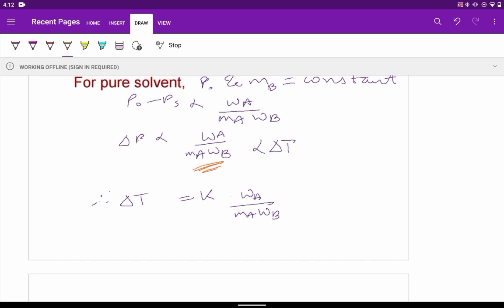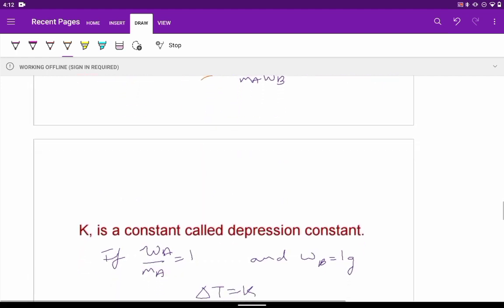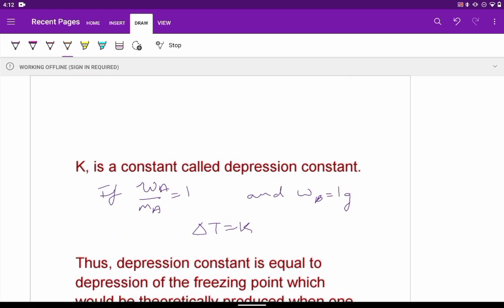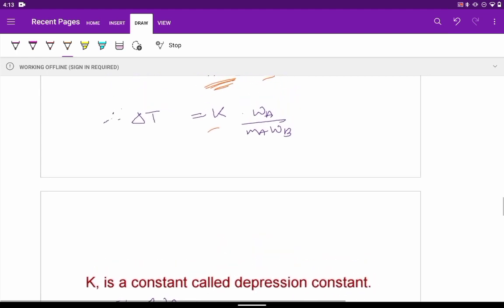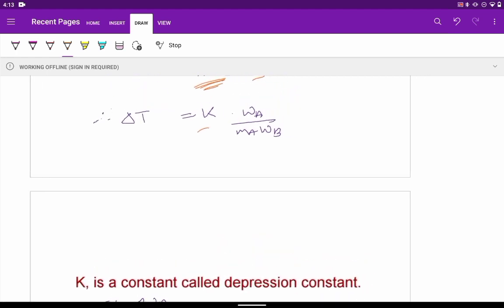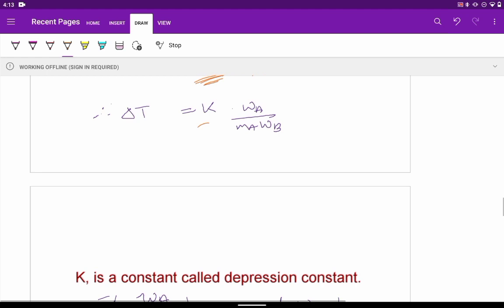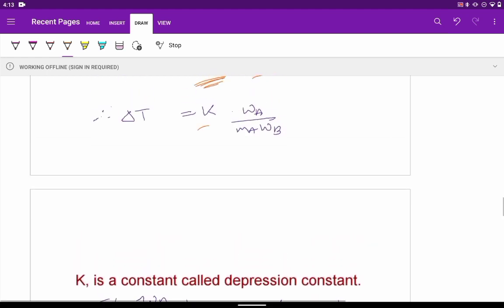So from here, in order to remove this proportionality sign, we have to multiply with a constant, that is K. So delta T is equal to K into Wa by Ma into Wb. K is a constant called the depression constant. Now in this equation, if you take Wa by Ma as 1 and Wb as 1 gram, then from here delta T becomes equal to K.